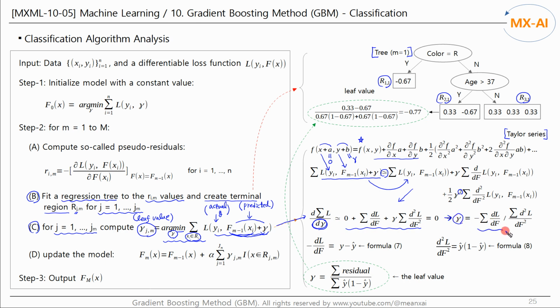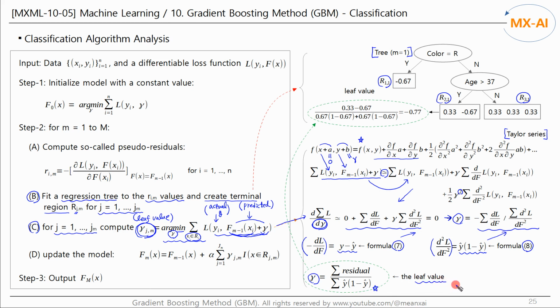Here, the result of differentiating the loss function L with respect to f is as follows. This is equation 7, which we looked at earlier. And the result of differentiating the loss function L twice with respect to f is as follows. This is equation 8, which we looked at earlier. Then, if we substitute this result into the equation above, the final gamma will be as follows. This is the gamma of step C and is the leaf value.